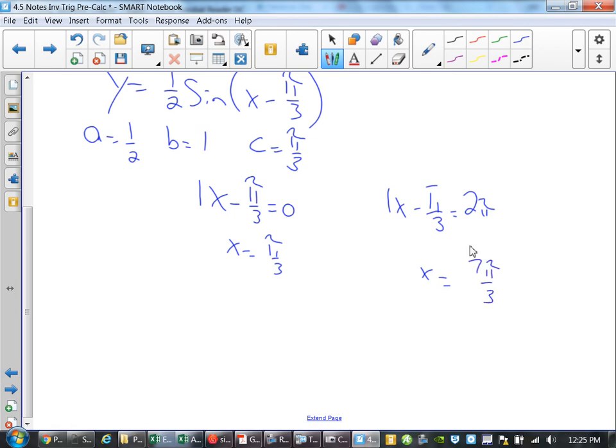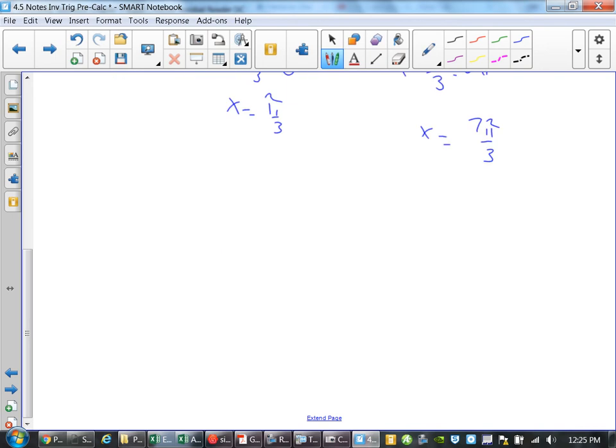Are we okay with that? Now you know your endpoints for the period for the shift. I'm not going to start at 0. I'm going to start at pi over 3, and I'm going to end at 7 pi over 3.